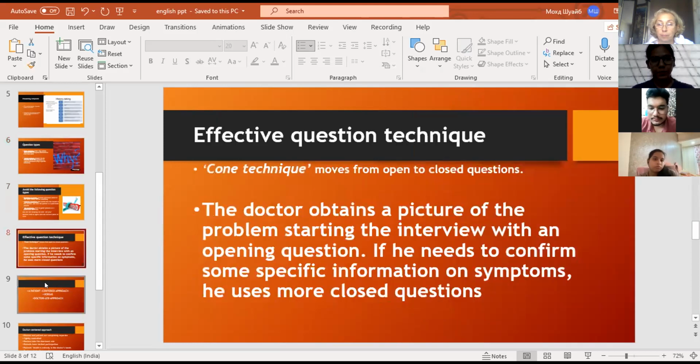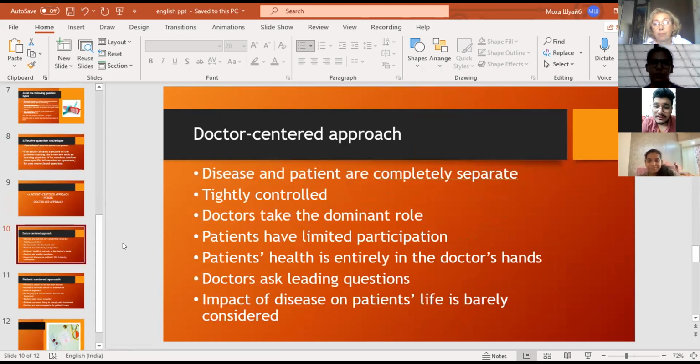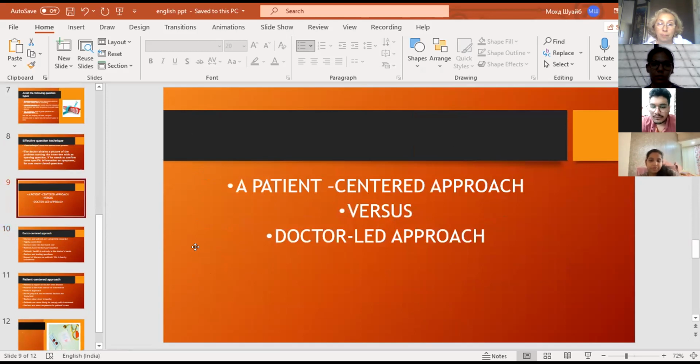Ma'am, I think I'm facing a few network issues, but I'll still continue with the topic. Basically, we are talking about the interaction between a patient and a doctor. Whenever we are talking about an interaction, it is communication between two people. Please go to the first slide. The communication is between two people, and those two people present over here are a doctor and a patient.